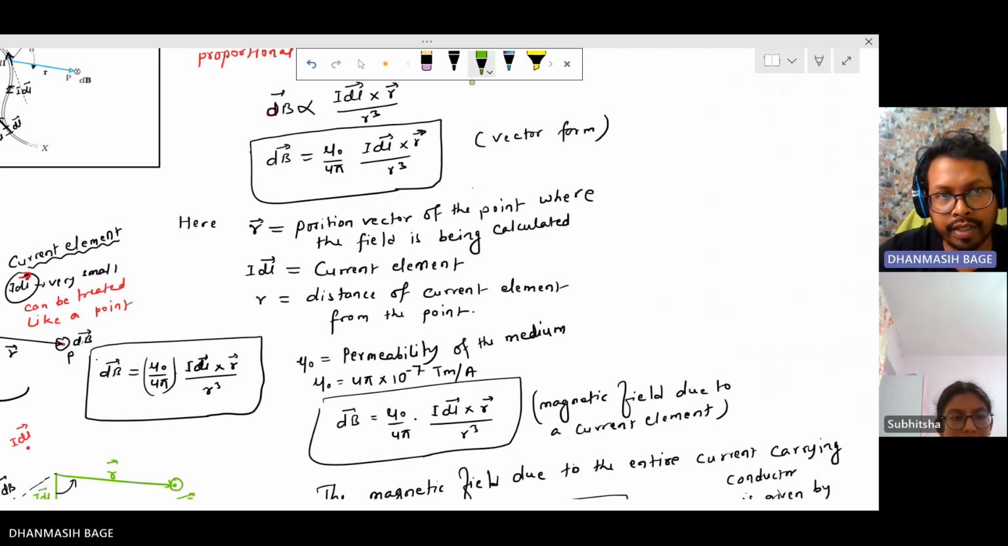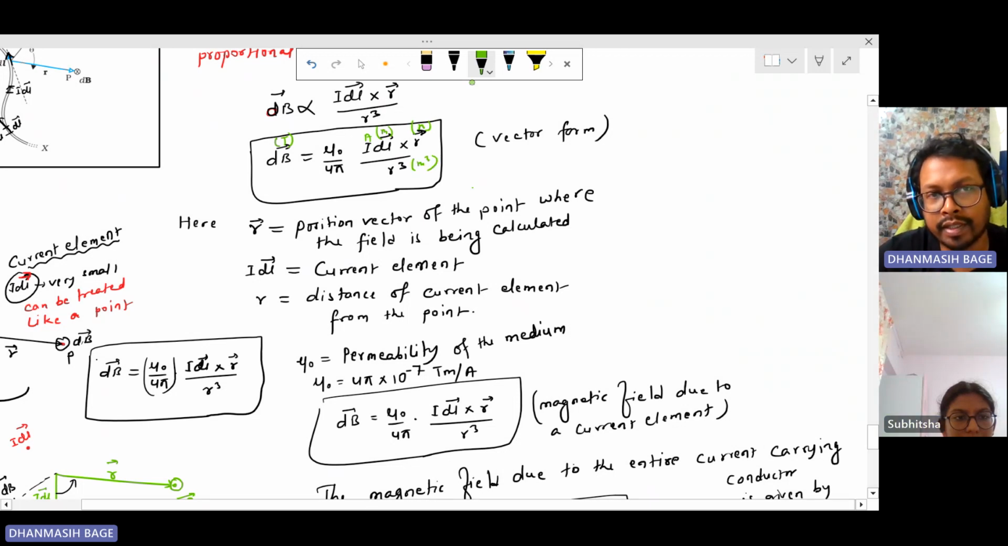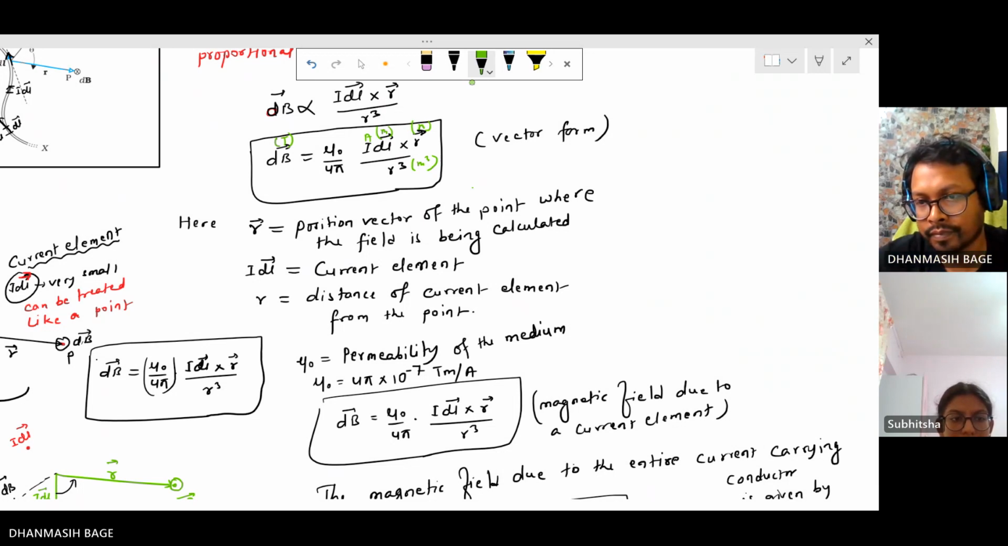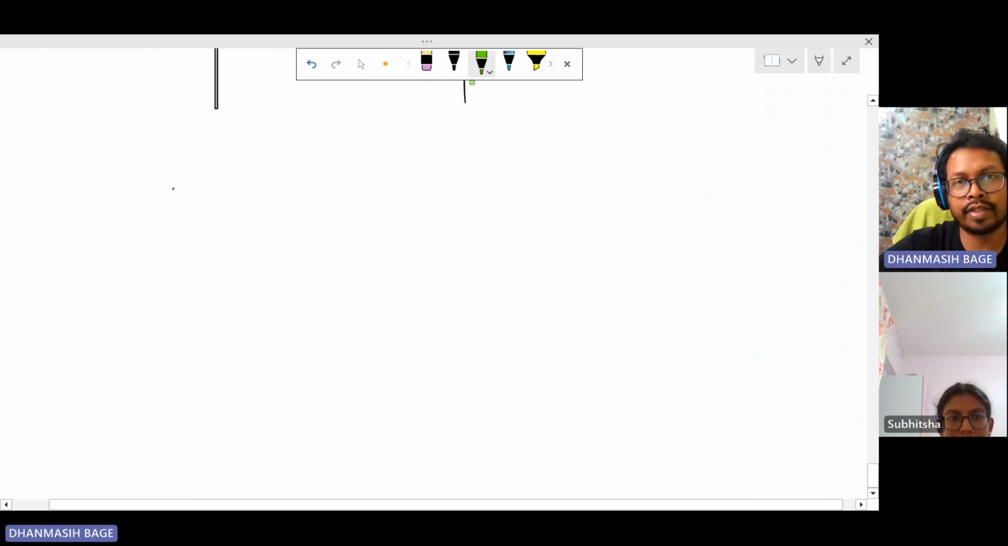From this, what is the unit of this thing? Tesla. These are just constants. This is ampere, this is meter, this is meter, and this is meter cube. So you can see that it is Tesla meter per ampere, right? You can easily figure out the dimensions of mu naught from this formula. Right? So what is the magnitude of this thing?